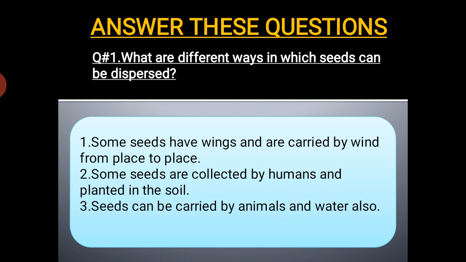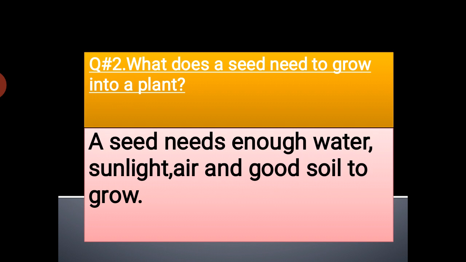Number 2 is: some seeds are collected by humans and planted in the soil, as farmers sow the crops, right? Number 3 is: seeds can be carried by animals and water also. Okay, the first one, they have wings so they can move from one place to another. Number 2, seeds are collected by humans and planted in the soil. And number 3, seeds can be carried by animals and water also. Okay, then question number 2: what does a seed need to grow into a plant?